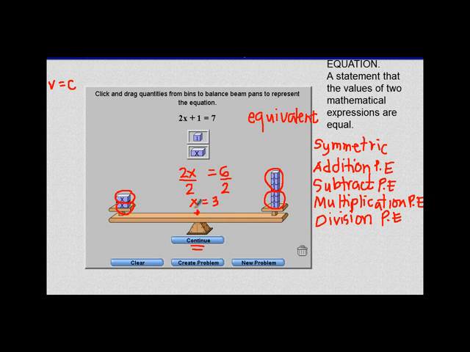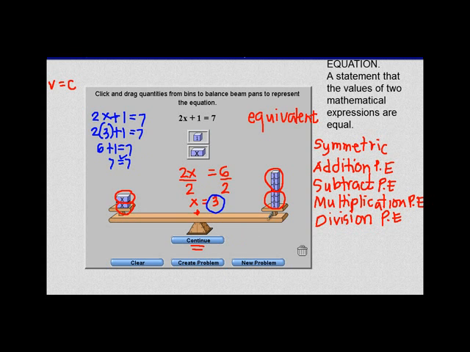We now stop here because we now have x equals 3. Now, how do we know if our answer is correct? We can always go back to the original equation. So the original equation is 2x plus 1 equals 7. And we now have x equals 3, so change that x with 3. 2 times 3 plus 1 equals 7. So 6 plus 1 equals 7. 7 equals 7. So we have a balance.